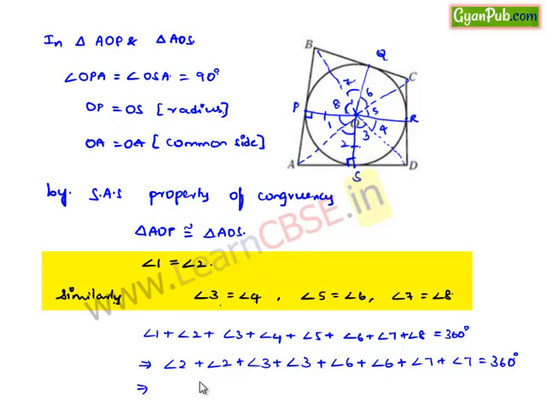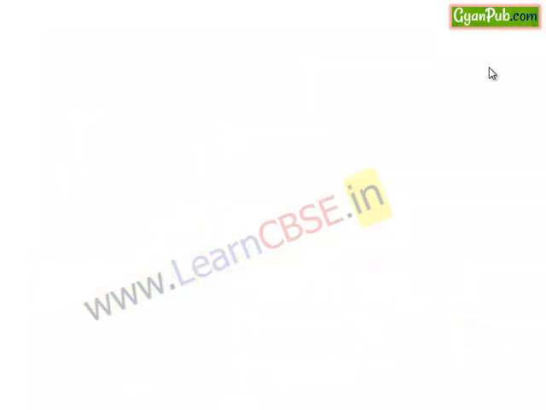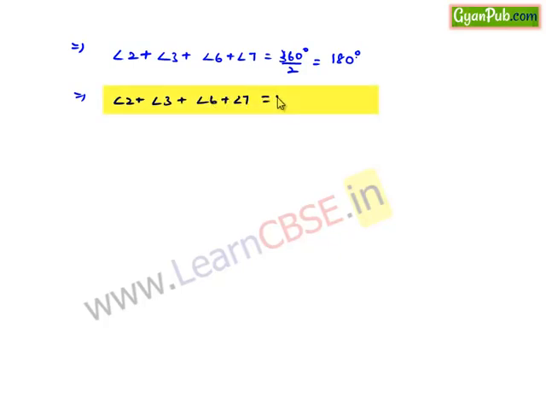Which implies angle 2 plus angle 2 is 2 times angle 2, angle 3 plus angle 3 is 2 times angle 3, angle 6 plus angle 6 is 2 times angle 6, and angle 7 plus angle 7 is 2 times angle 7. Therefore, we get 2 times angle 2 plus angle 3 plus angle 6 plus angle 7 is equal to 360 degrees, which implies angle 2 plus angle 3 plus angle 6 plus angle 7 is equal to 360 degrees by 2, which is 180 degrees. This is our first proof.